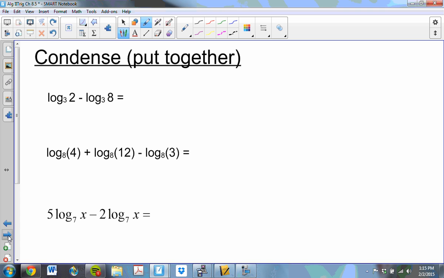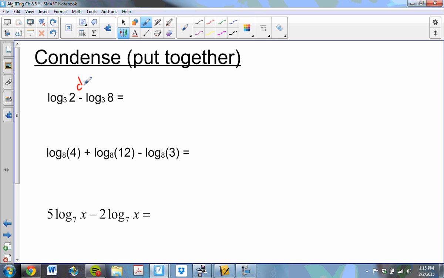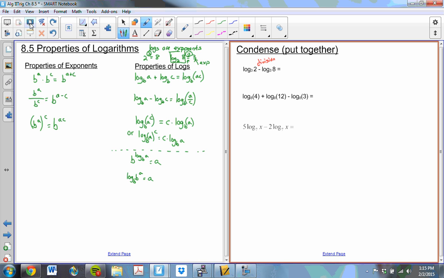One thing you can do is condense, meaning put things together. Now subtraction becomes division. So by the properties that I had listed on the last page, in fact maybe I'll go double screen here, by the properties I have listed on the left, this becomes log base 3 of 2 over 8, which is really log base 3 of a quarter. And we'll just leave that like that for now. Parentheses or no parentheses are fine.